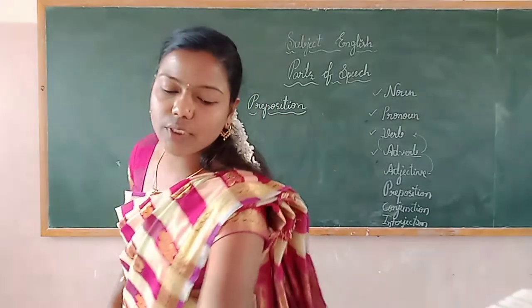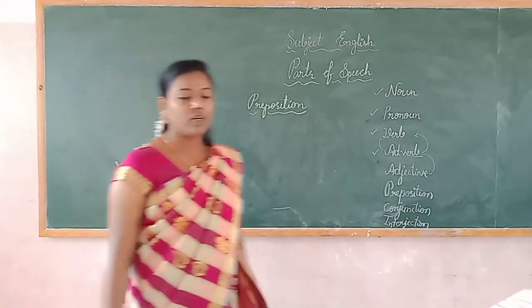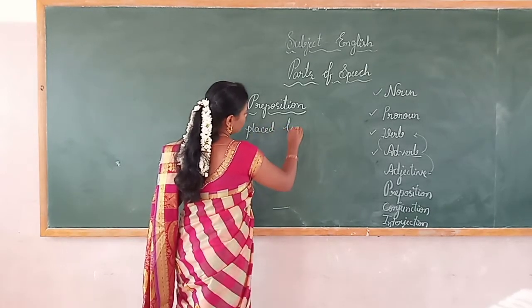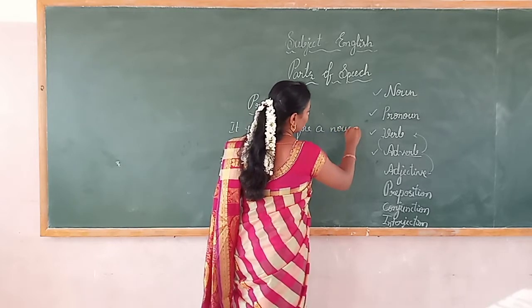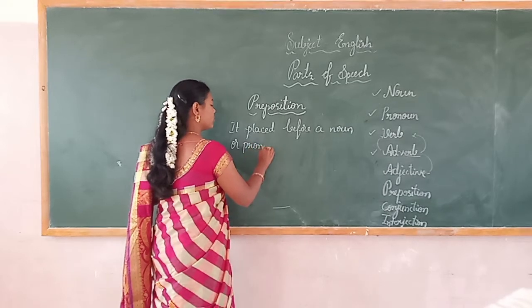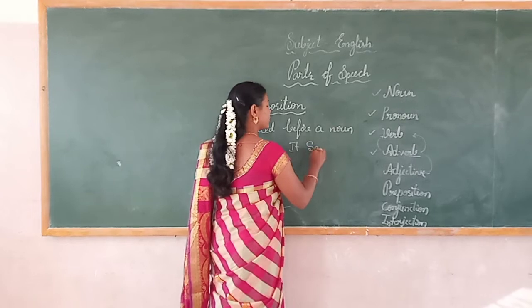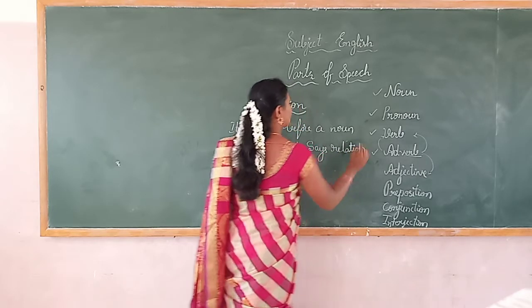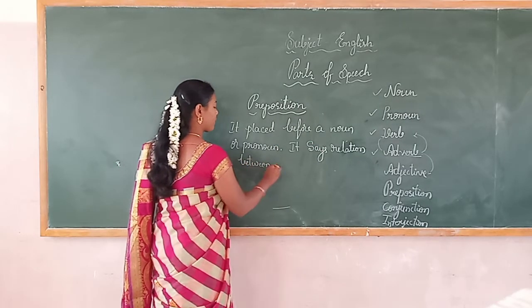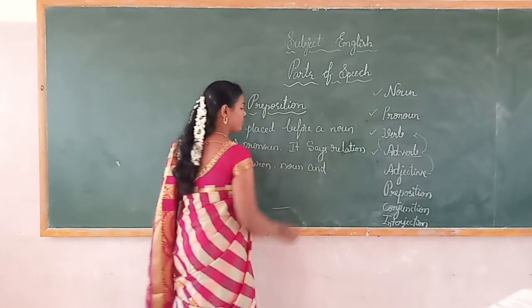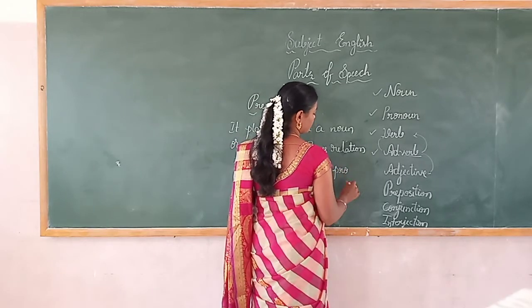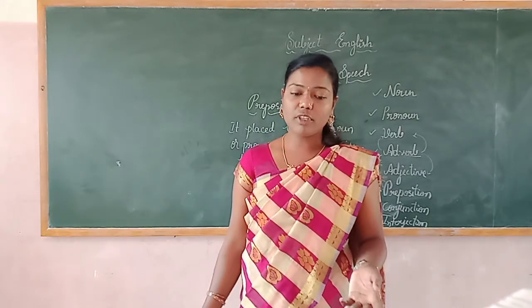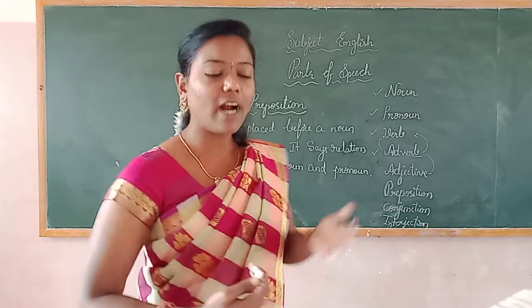A preposition is a word that is placed before a noun or pronoun, and it shows the relation between noun and pronoun, noun and verb, and also the relation between adjective and noun.